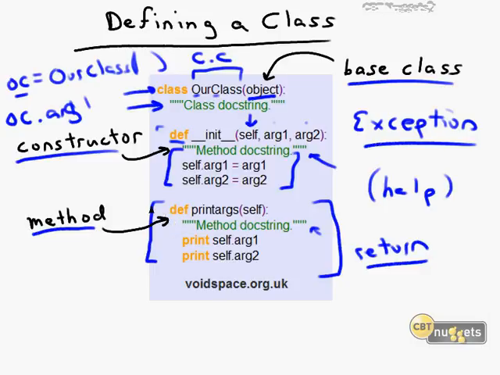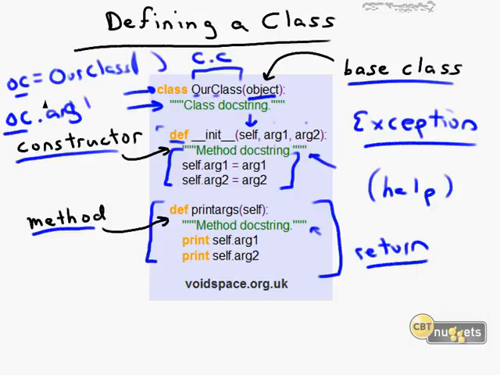The only thing that makes a method different from a function is that a method is a function definition that occurs within a class definition. That's all there is to it. So it looks like we have a method called printargs taking self, or the current instance, as its argument, and it's going to simply do a printout of arg1 and arg2.